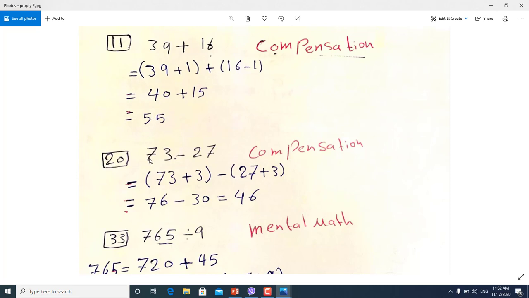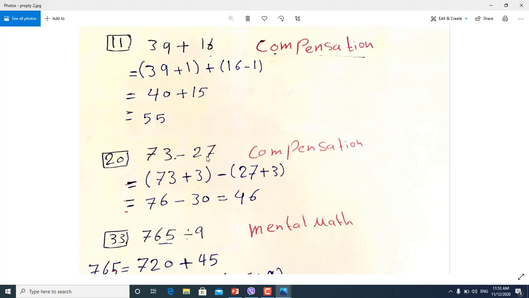From number 20, we have 73 minus 27. We have a two-digit number, and we have subtraction. So that means you can use compensation and make a number a multiple of 10. So let's change this 27 to 30. You can change this 73 to 80, or this 27 to 30. So when you need to make 27 into 30, you must add 3.